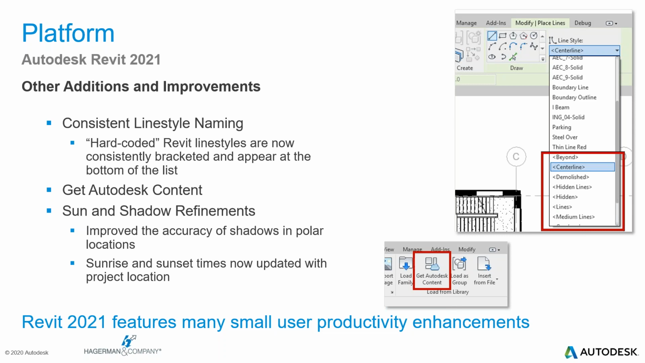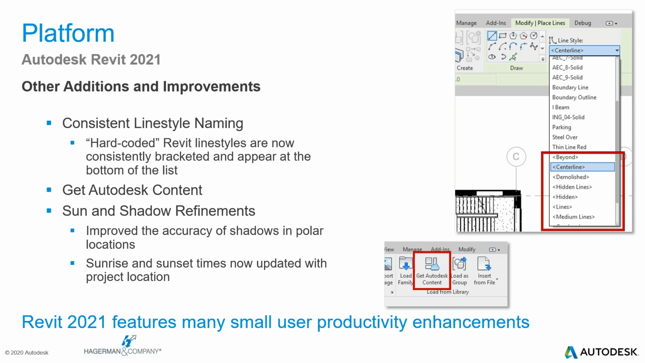All right, and then here are a few other enhancements that didn't need a dedicated slide. Revit's out-of-the-box hard-coded line styles are now consistently named and sorted. That was just kind of one of those funny things that's always been there, and it's kind of nice to see they cleaned it up a little bit.